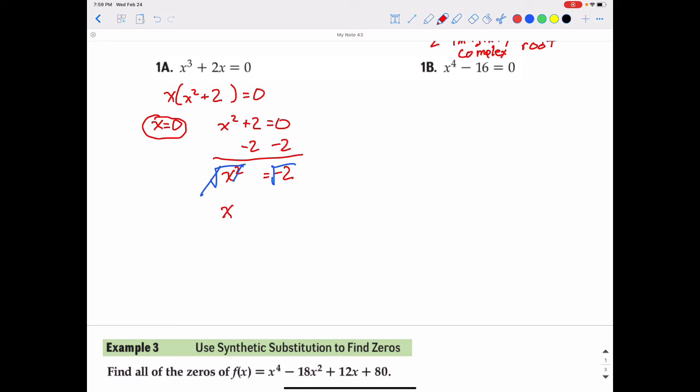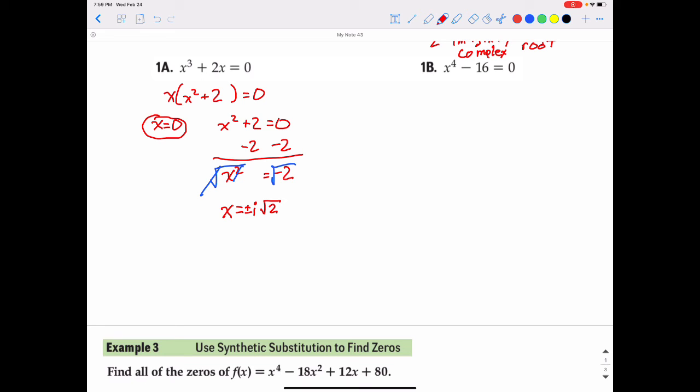So x will equal the square root of negative 2, which again will involve an i because it's the square root of a negative number. However, you can't take the square root of 2. There is no whole number that will give you the answer to the square root of 2. So I will leave that inside a radical sign. And since we did square root both sides, I should use plus or minus. So we have plus or minus i square root of 2 as our other solutions.